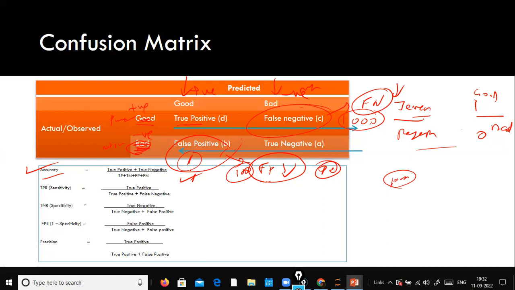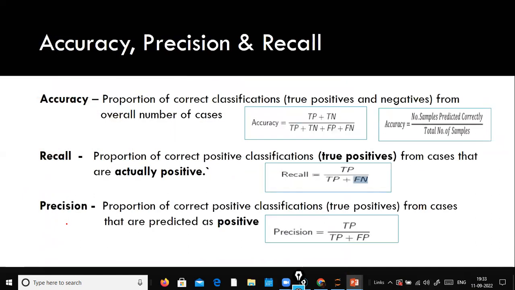Okay, the accuracy should be high, and next one is the true positive rate and true negative rate, and this is called sensitivity and specificity. 1 minus specificity. These are the equations. Precision. You have something called precision. Now we will take a look at what are the differences between accuracy, precision, and recall.